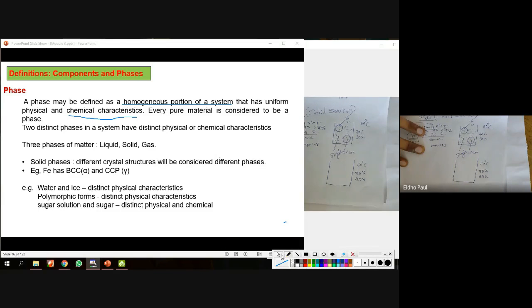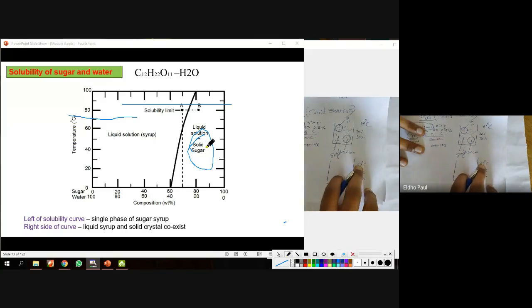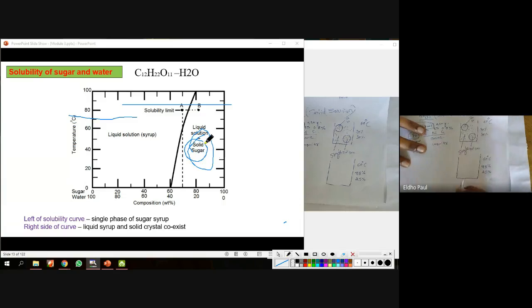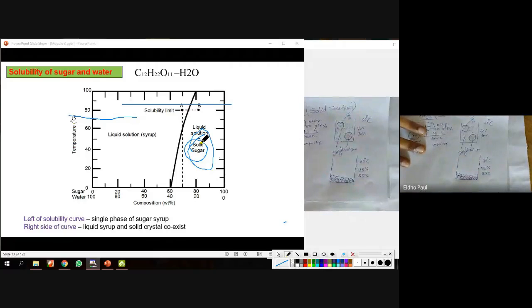So in this composition, we can say this will be in this region. This composition at 60 degrees Celsius will be on the right side of the solubility line. So in this region, extra solid sugar will be formed, and this solid sugar will segregate at the bottom of the container. Extra solid sugar, and a liquid solution is also formed.